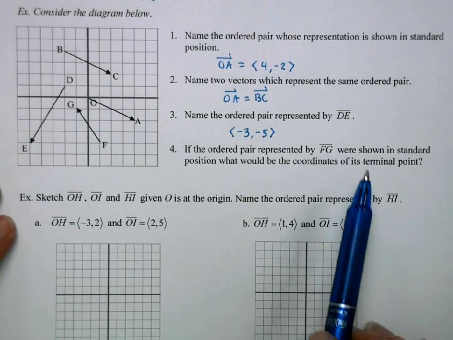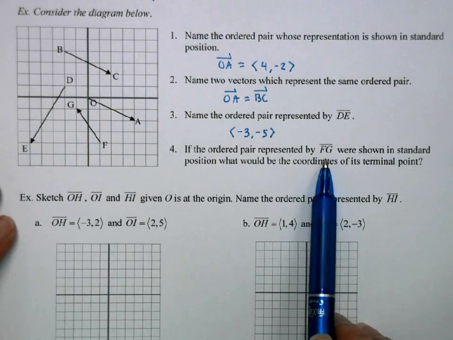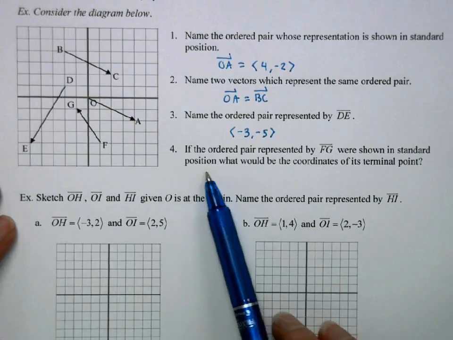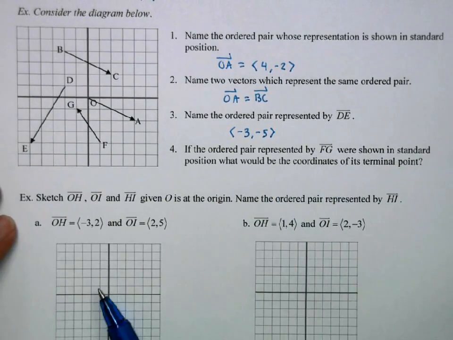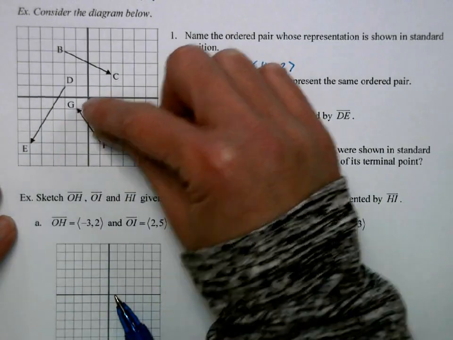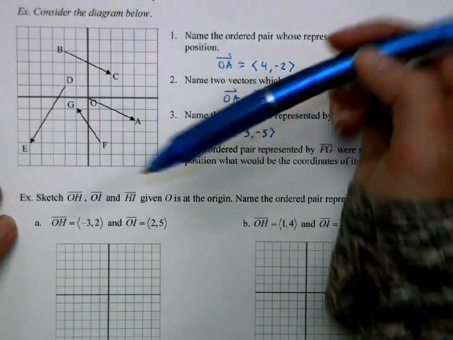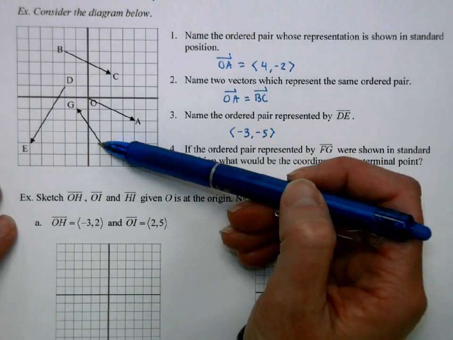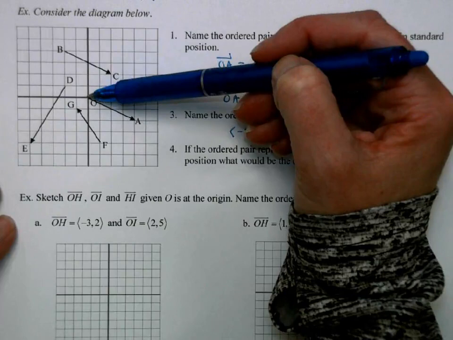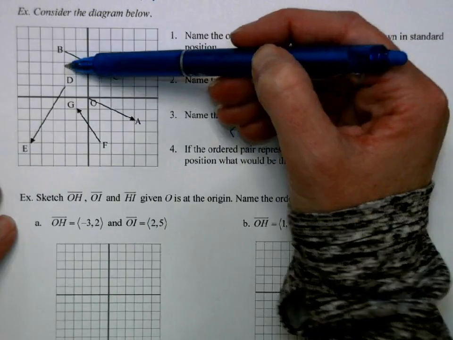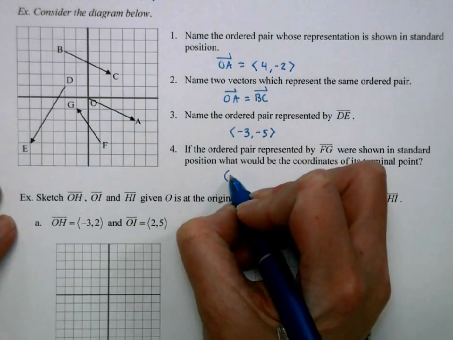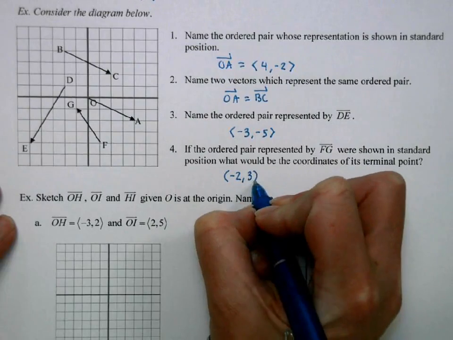And then if the ordered pair represented by FG were shown in standard position, what would the coordinates be of its terminal point? So if we were to take this little vector here and slide it up to here, well, it's going over 2, up 3. So if we moved it over here, it would go over 2, up 3. So we'd have <-2, 3>.